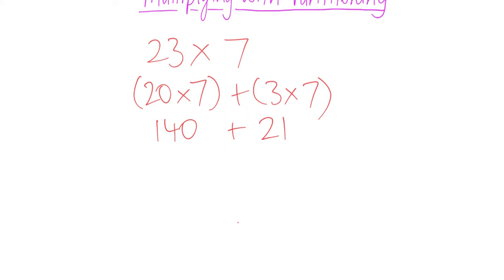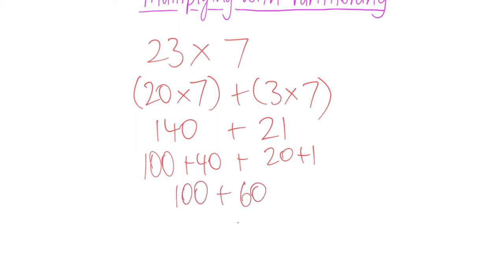And we're going to rearrange the little answers we've got here and split them up again. So 140 is 100 plus 40, and 21 is 20 plus 1. Now we're going to combine the numbers that have the same place value, so 40 and 20. So our next line will be 100 plus 60 plus 1. And that again gets us to our answer of 161.